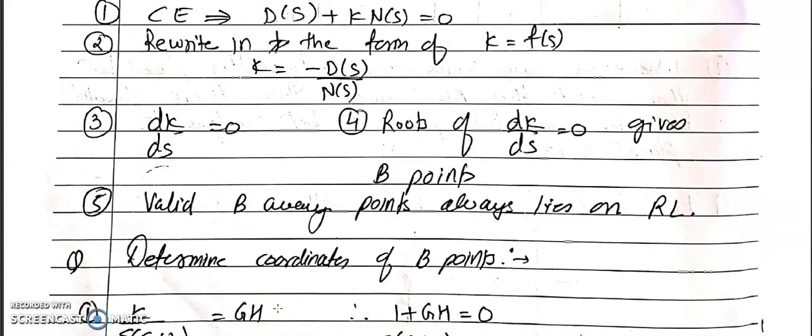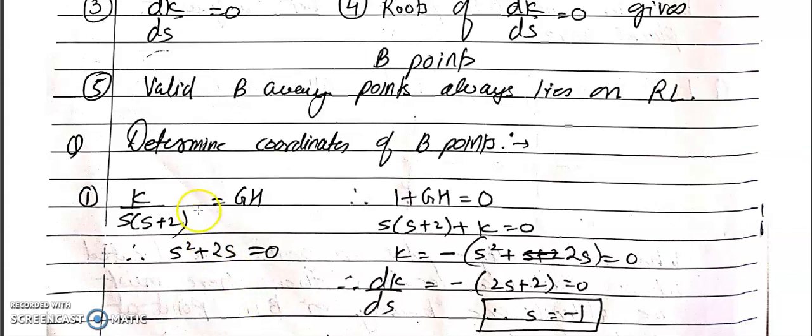In this example, G(s)H(s) is K upon s(s + 2). So we are interested in 1 + G(s)H(s), so I have written 1 + G(s)H(s). I got this equation, and then I have written this in terms of K. So K = -s(s + 2), which is -(s² + 2s), and then I have differentiated this K with respect to s. So this will be -(2s + 2), as the derivative of s² is 2s and the derivative of 2s is 2. I have equated it to 0, so I got s = -1, right?